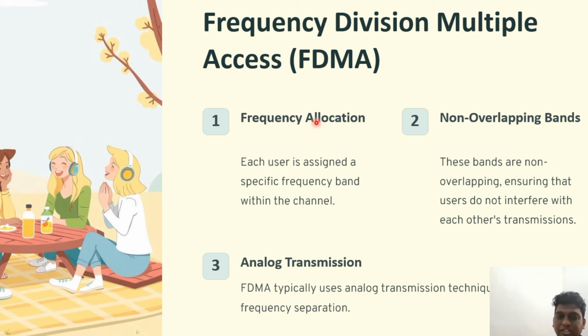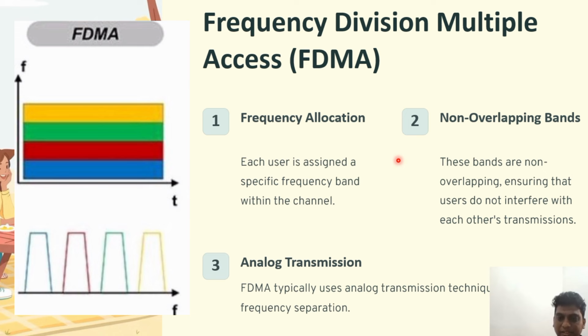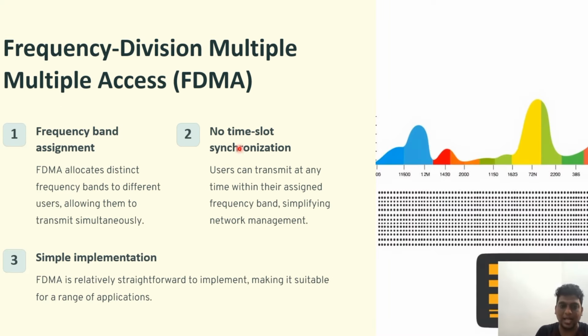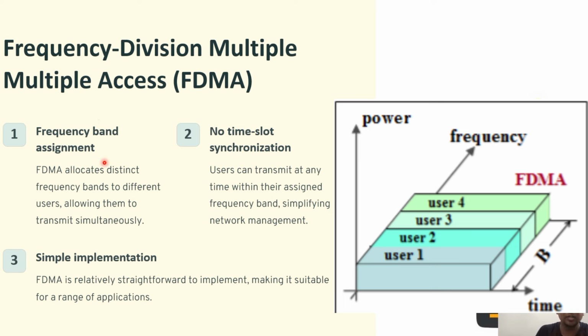The second method is frequency division multiple access. Every user is assigned a specific frequency band and transmits data over that particular frequency only. So there will be no overlapping of bands, and users do not interfere with each other's transmission. Transmission happens in an analog form. This assignment gives the users different frequencies, allowing them to transmit data simultaneously.